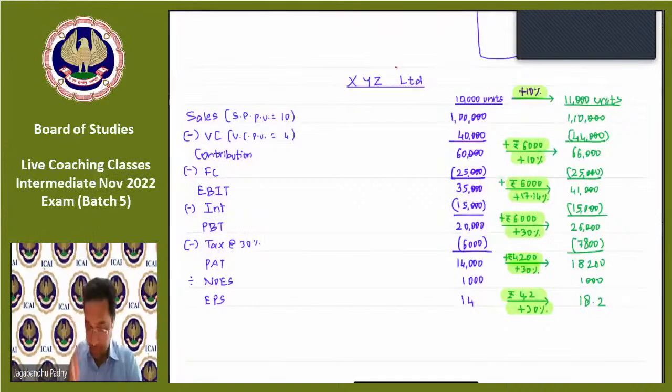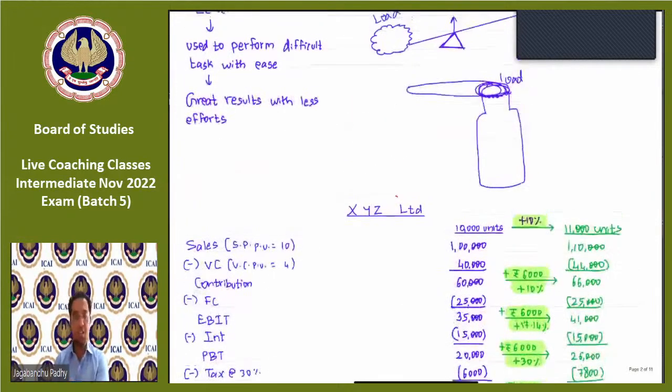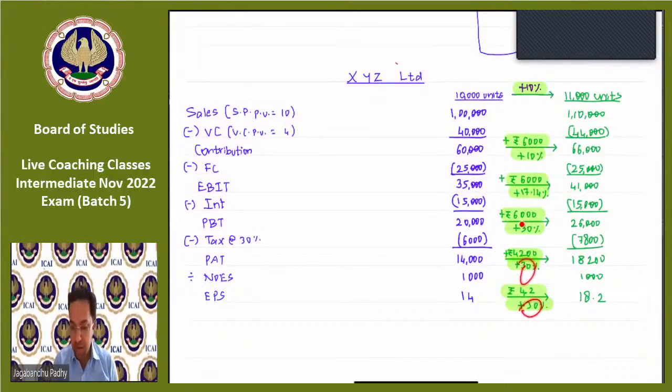Now, what do you mean by leverage over here? See, you put up extra 10% efforts on sales. That leads to 17.14% extra result in EBIT. What you get in return at EBIT level is an additional 17.14%. And if EBIT increased by 17.14%, all my subsequent numbers didn't change by the same percentage. In fact, they changed by a higher percentage of 30%.